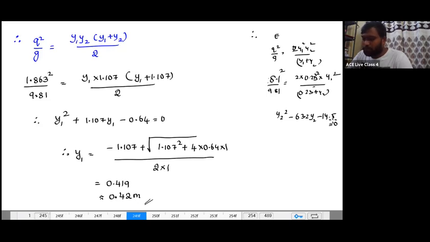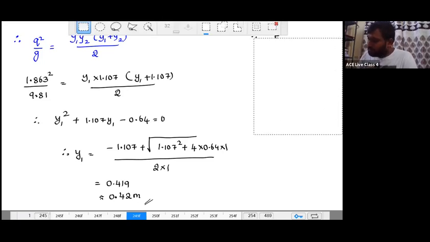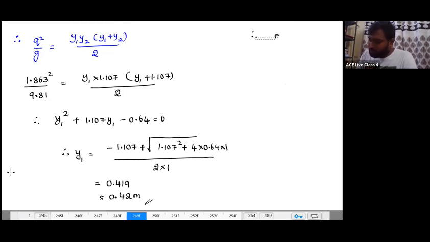No, it's not going to be possible. This form is not going to be possible. It will be possible only one way. This way is the only possible way.